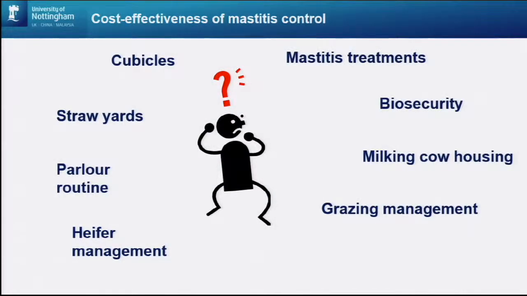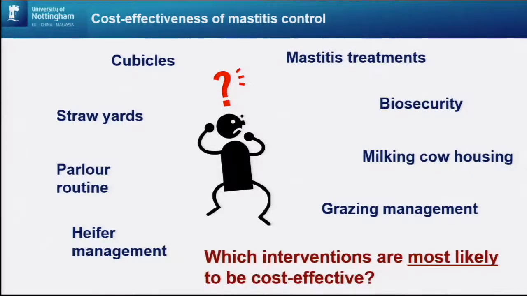We've got risk factors associated with the cubicles, straw yards, routine in the parlour, what we do with the heifers, biosecurity, the milking cow housing, grazing management, mastitis treatments. The question we need to answer is actually which of these interventions are most likely to be cost effective for each individual farmer. Okay. How do we prioritise which of these interventions we're going to choose from?